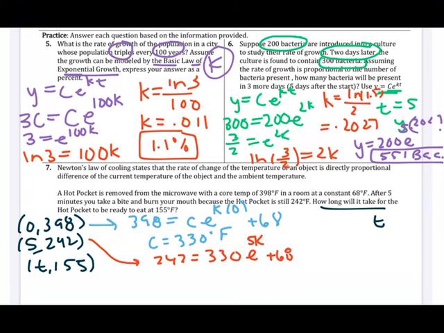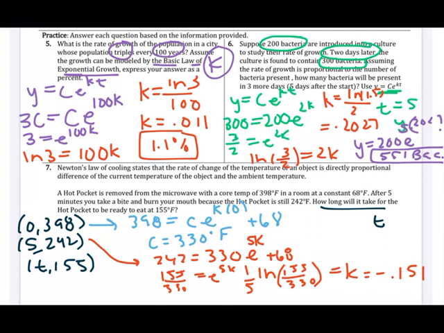I'm going to divide both sides by 330, so I'm going to get 155 over 330 equals e to the 5K. Then I'm going to natural log both sides and divide by 5. So natural log of 155 over 330, let's just say 1/5 times that, equals K. And obviously that's a calculator problem here. You're going to get that K is negative 0.151.